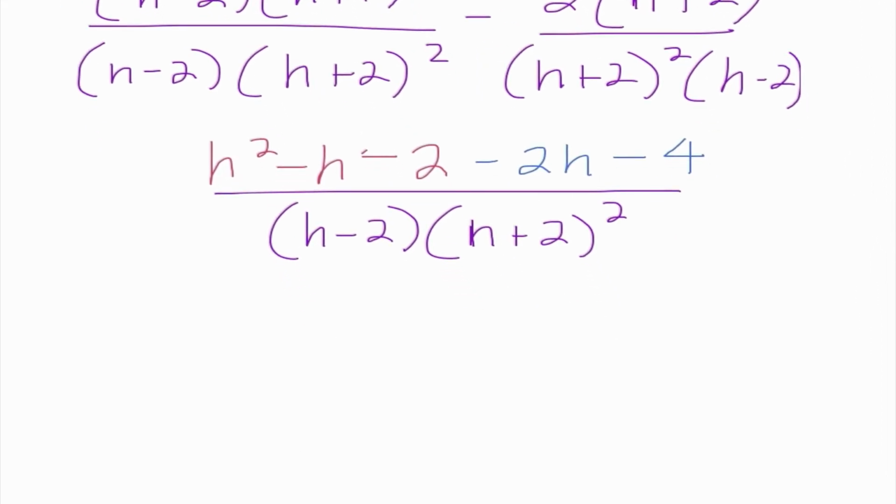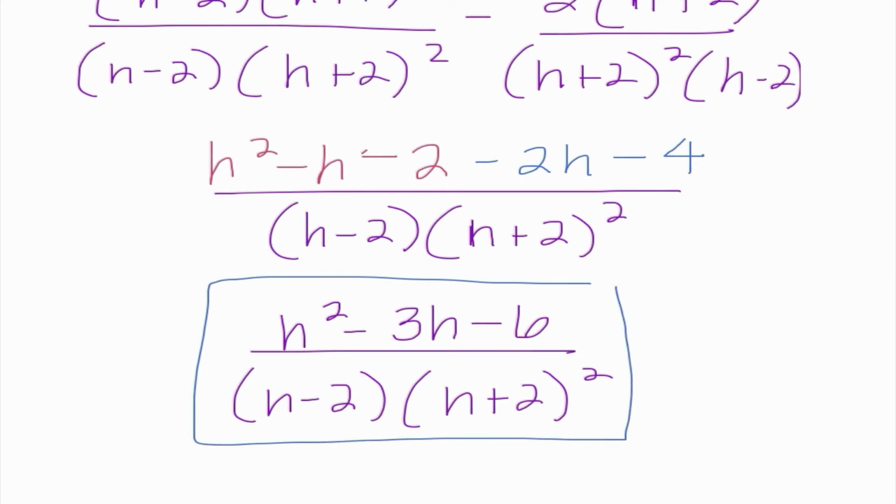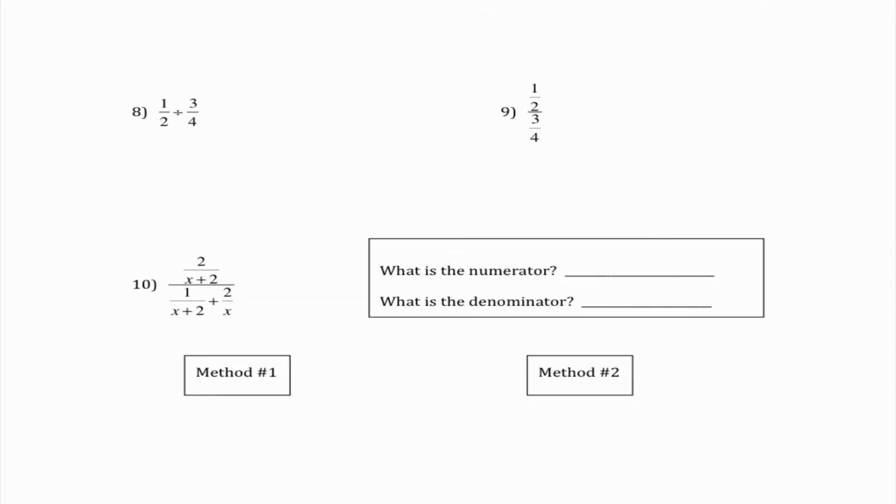So looking at this, I need to combine all my like terms. So I have h squared minus 3h minus 6 over (h minus 2) times (h plus 2) squared. I need to see, are there any factors of negative 6 that add up to be negative 3? And there are not, so this would be my final answer. Okay, notice my answer is just simplified because I'm adding those fractions together. This fraction is simplified because we have no common factors in the numerator or denominator.